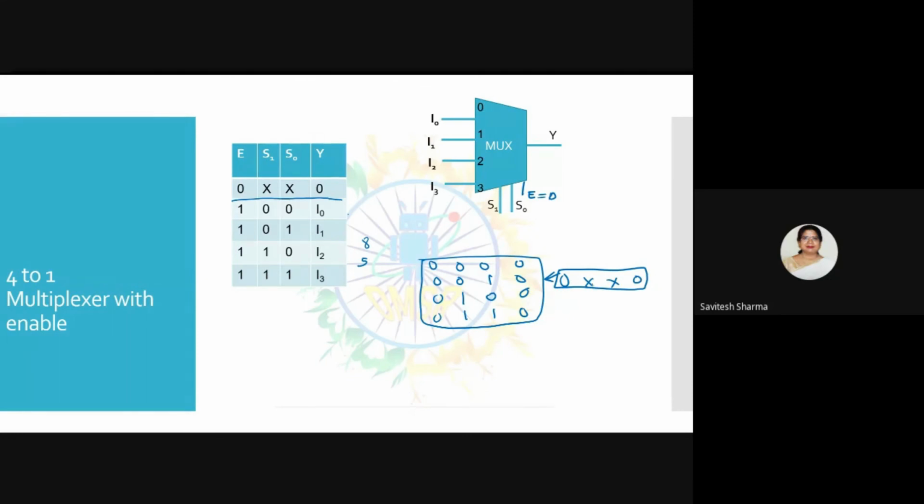I take the don't care cases as 0, 1. So 4 possible cases are there, and corresponding to that you will have 4 possible combinations. But the output is the same, only the output depends on the E. That's why I am looking at E only. I am deciding the Y, so no need to see S0 and S1. That's why I combined and wrote it once only.